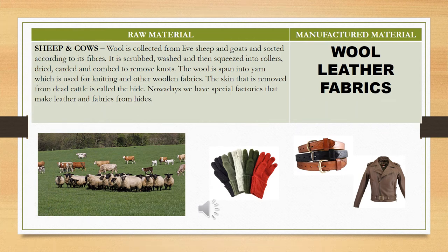We also get raw materials from animals such as cows and sheep. Wool is collected from live sheep and goats and sorted according to its fibers. It is scrubbed, washed, and then squeezed into rollers, dried, carded, and combed to remove knots. The wool is spun into yarn, which is used for knitting and other woolen fabrics, such as your jerseys and your gloves. The skin that is removed from cattle is called the hide. Nowadays, we have special factories that make leather and fabrics from hides. We use this leather to make belts and leather jackets.